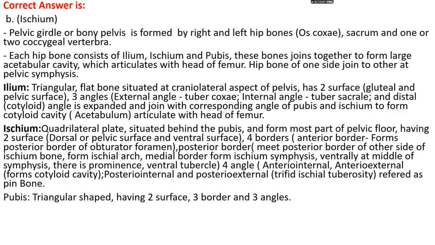Ventrally there is a lateral border. And there are four angles: an anterior internal angle; an anterior external angle, which forms the cotyloid cavity; a posterior internal angle; and a posterior external angle, while the posterior external angle forms the trifid ischial tuberosity, referred to as the pin bone. The pubis is also triangular in shape and mainly contains two surfaces, the dorsal or pelvic surface and the ventral surface, and it also contains three borders and three angles.